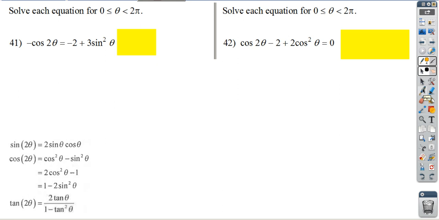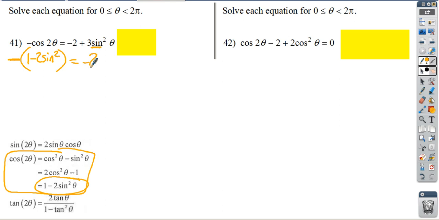Okay, now again, how do we decide? Cosine has 3 double angles. How do we decide which one to use? I look at the rest of the equation. The rest of the equation has sines in it, so I'm going to use the identity that only has sines, which is 1 minus 2 sine squared. We have to be wary of this negative right here. So 1 minus 2 sine squared, again I decided because the other side had a sine squared and I just want to keep only one trig equation happening, or one trig value.